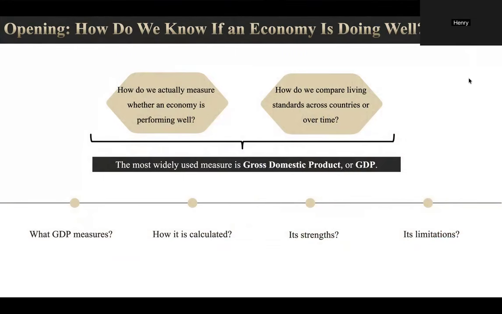Economists and governments need ways to measure the performance of their economy. They want to compare different countries, different time periods, and changes in living standards. The most widely used measure is GDP. In this lesson, we'll explore what GDP actually measures, how it is calculated, its strengths, and its limitations. Because while GDP is incredibly useful, it doesn't tell the full story.